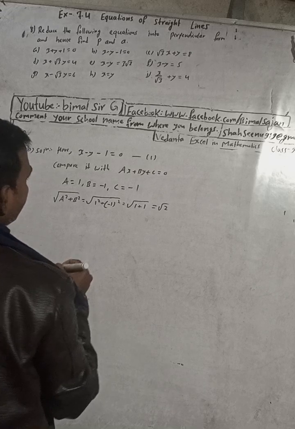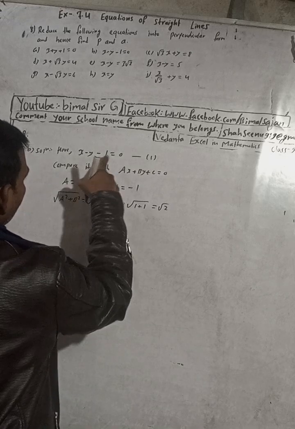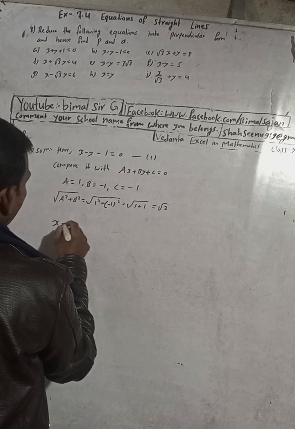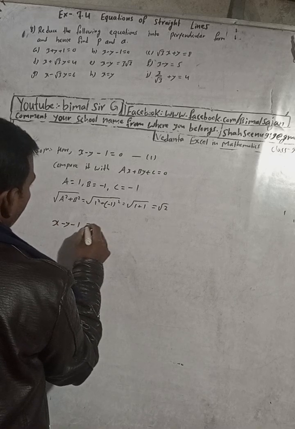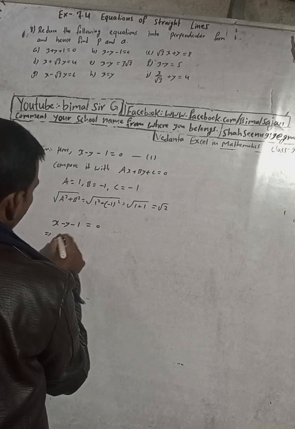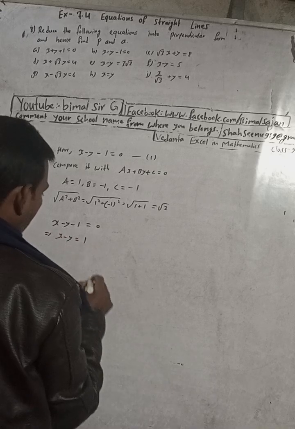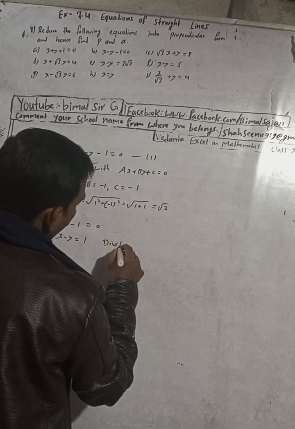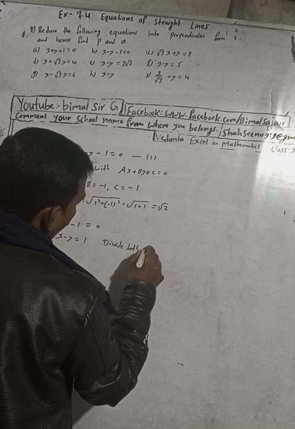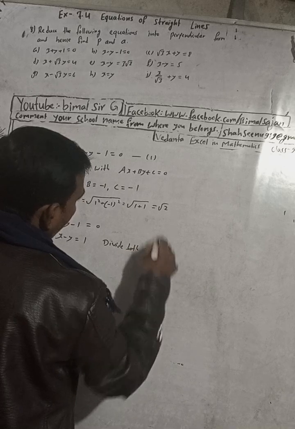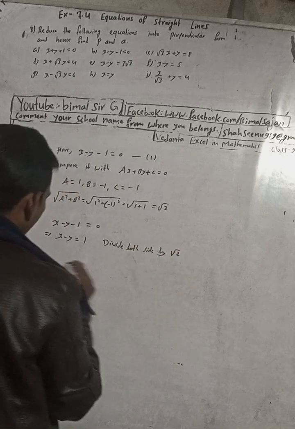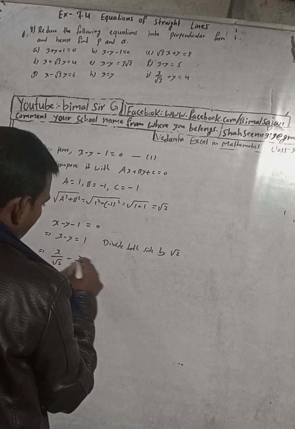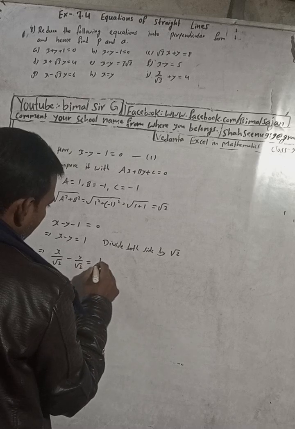Now here we can write this equation. Now this equation is x minus y minus 1 is equal to 0. This equation can be written as x minus y is equal to plus 1. Okay, now divide both sides by, okay, this is root 2. So when we divide this by root 2, this can be written as x by root 2 minus y by root 2 is equal to 1 by root 2.